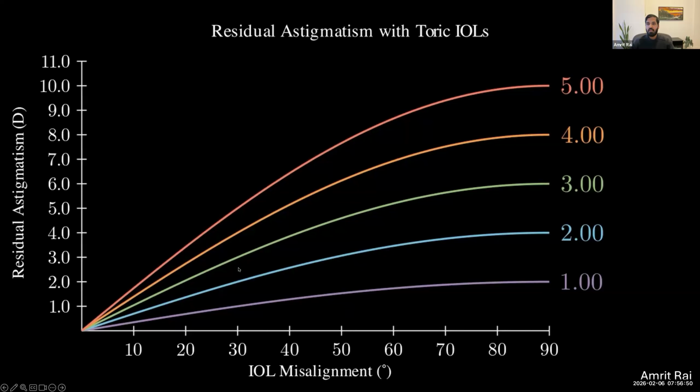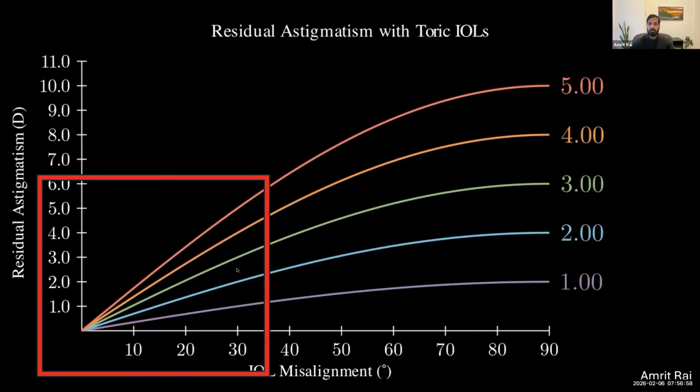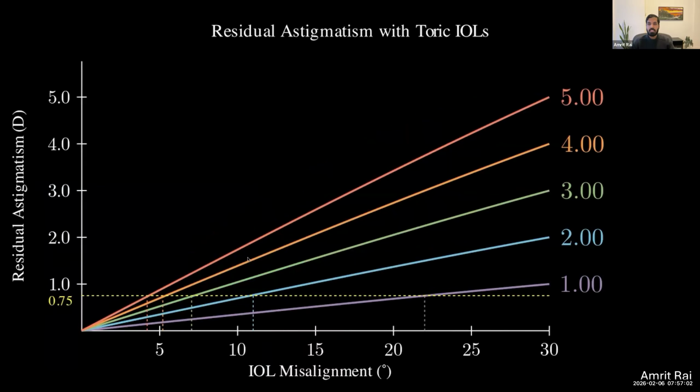So far, all of our examples and calculations have been for patients with just one diopter of corneal astigmatism. So let's see what happens with patients with higher amounts of astigmatism. Here we show the graphs for corneal astigmatism up to 5 diopters. Again, we'll zoom into this portion of the graph, and you can see that patients with high amounts of astigmatism will require high-powered torics. And this graph shows us that with high-powered torics, even small amounts of misalignment can result in clinically significant residual astigmatism.